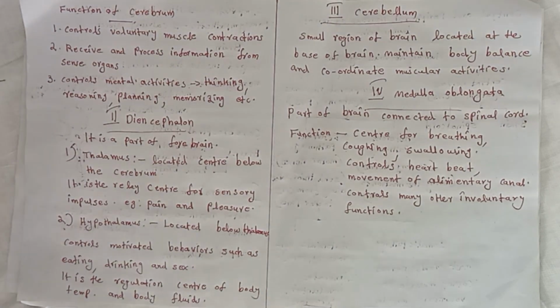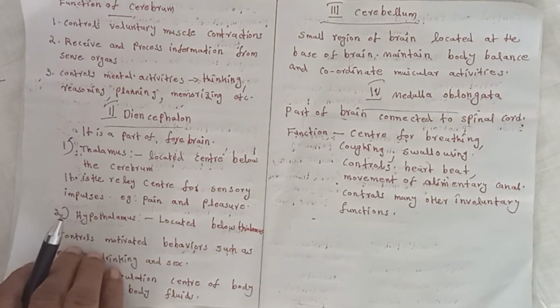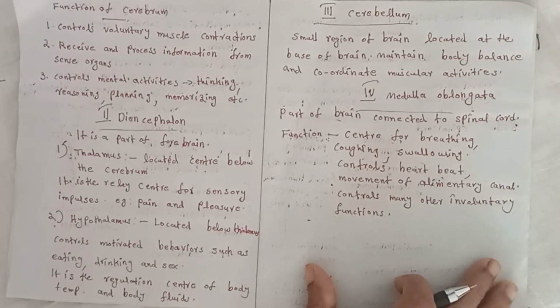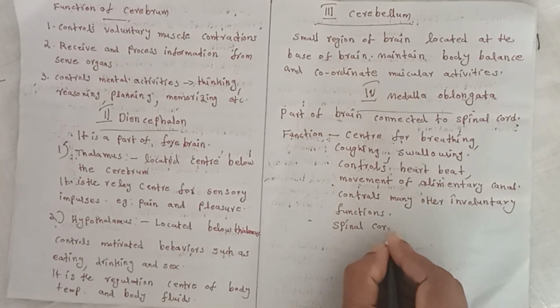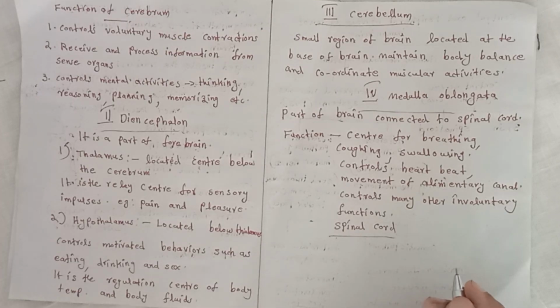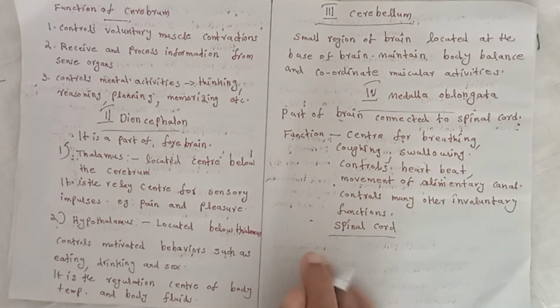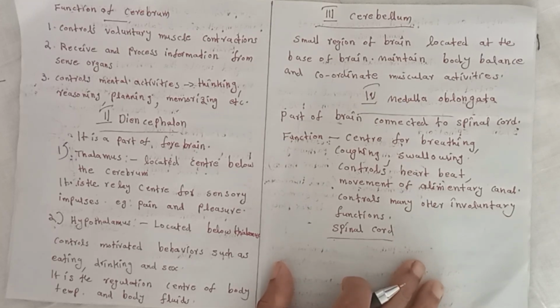The next part of the central nervous system is the spinal cord. Brain and spinal cord are the parts of the central nervous system. Now we discuss the spinal cord. It extends from the medulla oblongata of the brain downward, almost the whole length of the backbone.